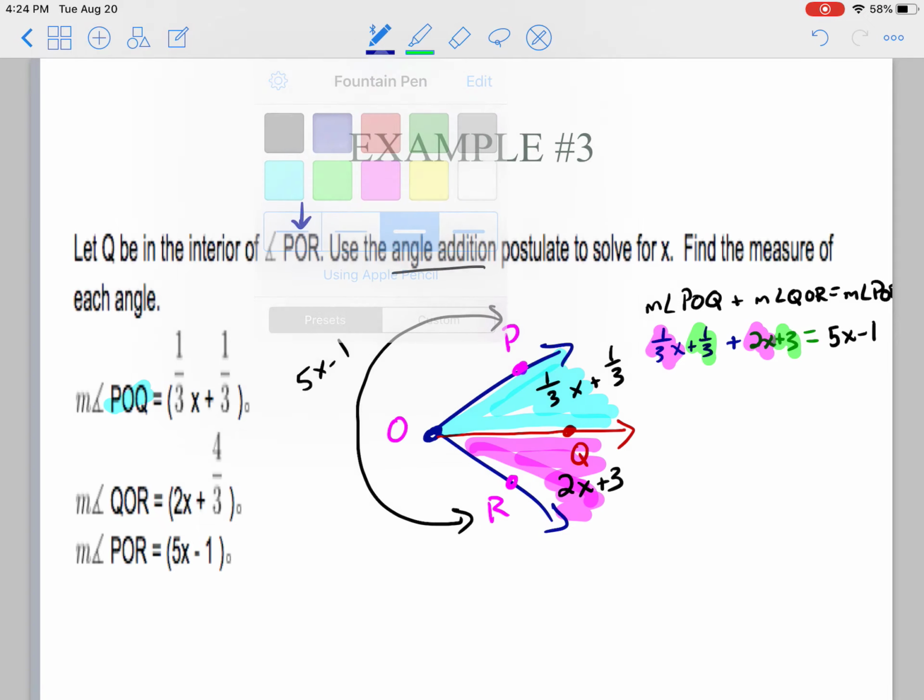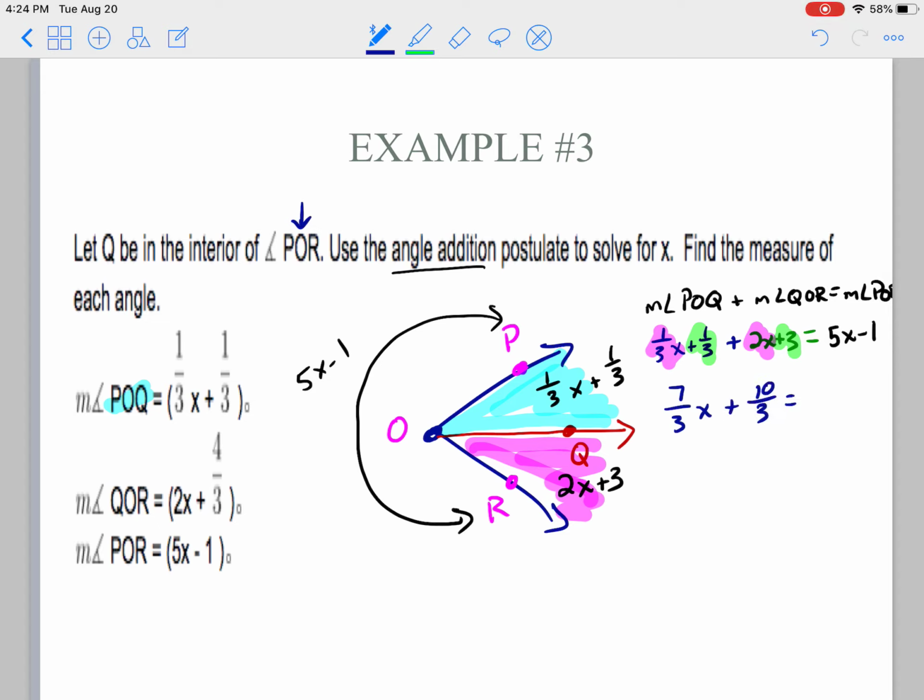So we end up with, actually let's use fractions, 7/3 x and 10/3 plus 10/3 equals 5x minus 1. So 7/3 x. What do I need to do? I need to get all of my, let's back up just a little bit. I have to get all my x's on one side. And if I take 7/3, it may make more sense.